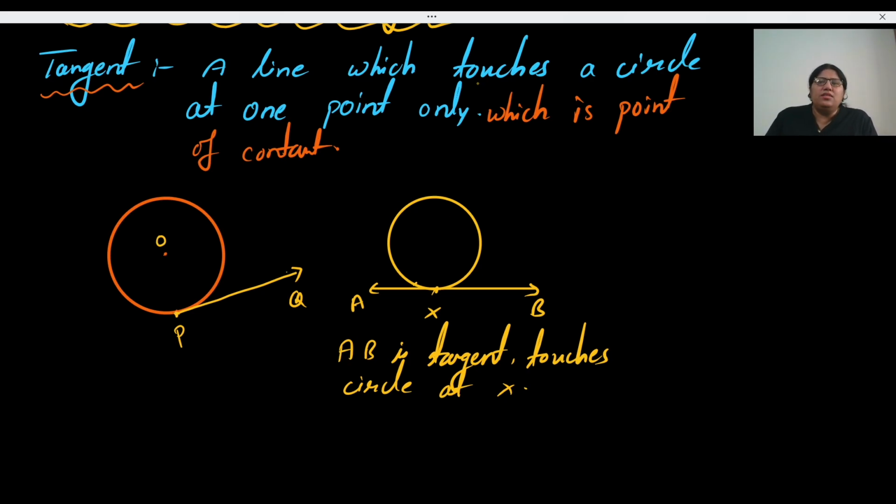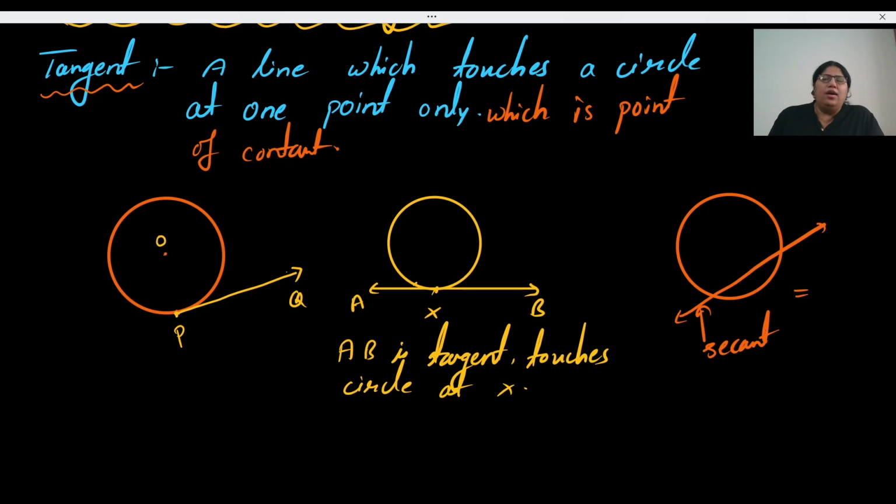So how many tangents can you draw on a circle? I can draw infinite tangents, because there are infinite points on a circle. But at a point there will be only one tangent. If a line is cutting the circle at two places, then this is not a tangent, this is called a secant. Or if it is a chord extended, then we call it a secant.